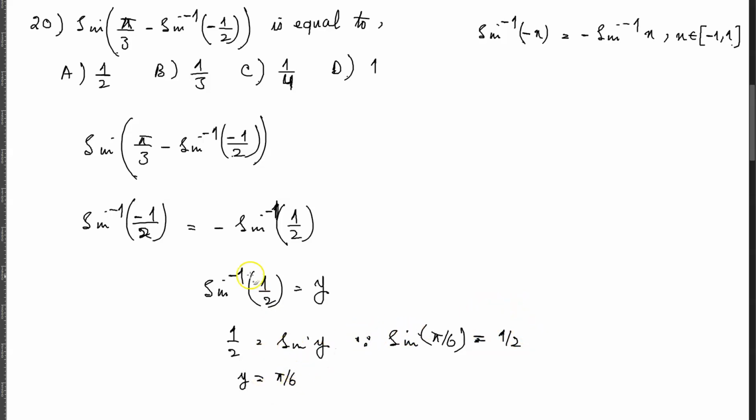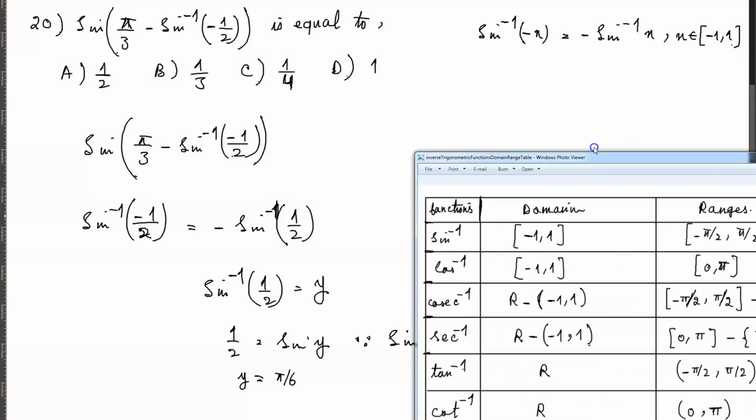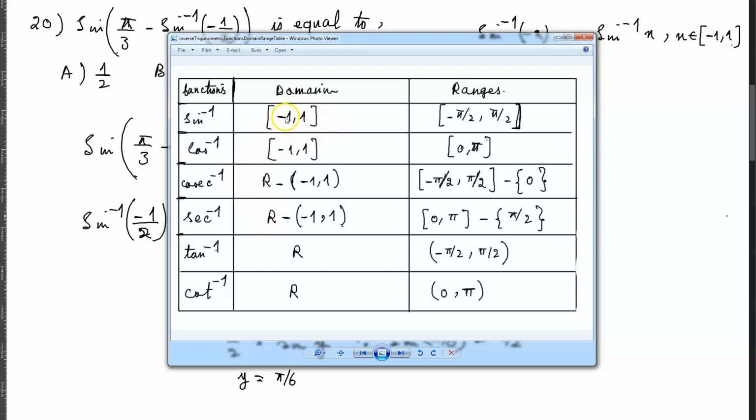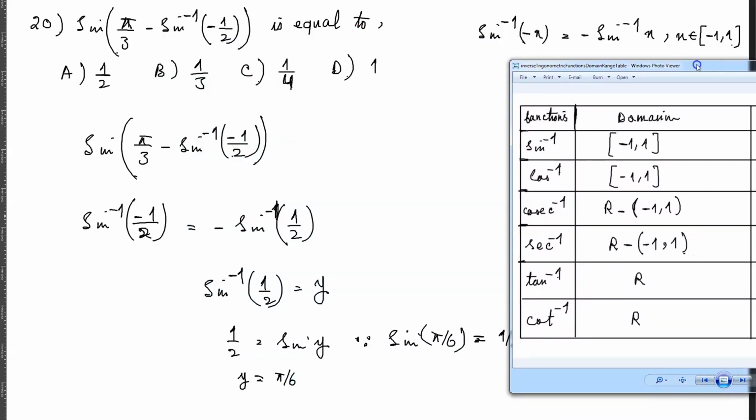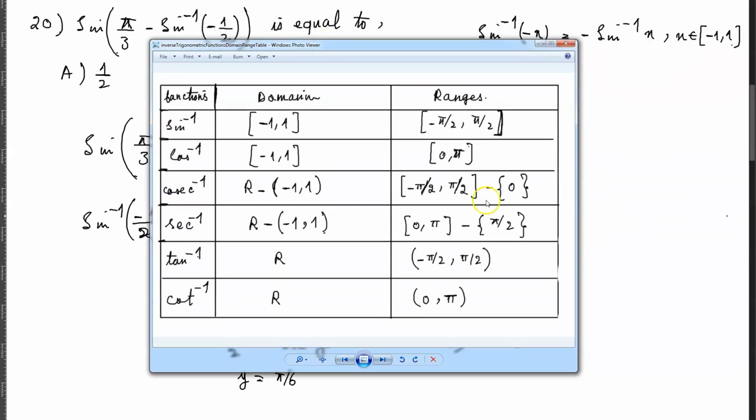But then pi by 6 has to be in the domain of the sine inverse function. The domain of the sine inverse function is basically negative 1 to 1. In the range of the sine inverse function, which goes from negative pi by 2 to pi by 2, pi by 6 is actually in this range, so we have no problem there.